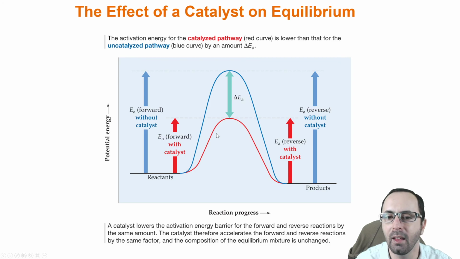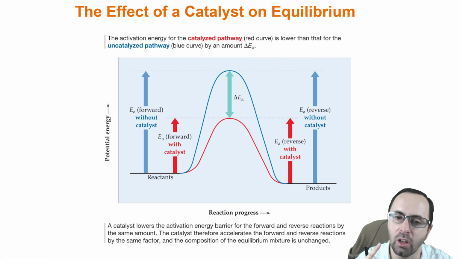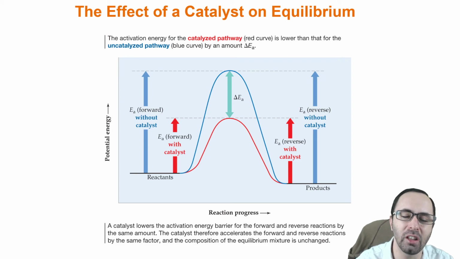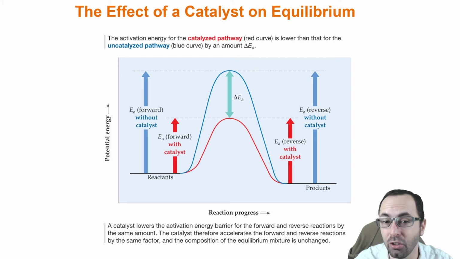And then one last thing about the effect of a catalyst. So we saw that we can affect the equilibrium by changing the concentrations of reactants or products, by changing the volume of the container, which in a gaseous reaction changes the pressure of the gases, and also by changing the temperature, which actually changes the equilibrium constant.